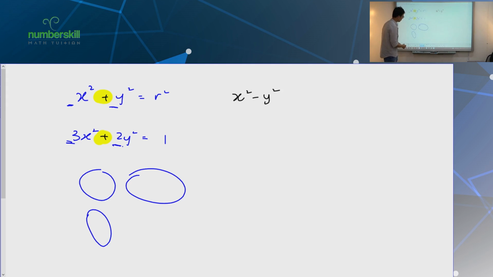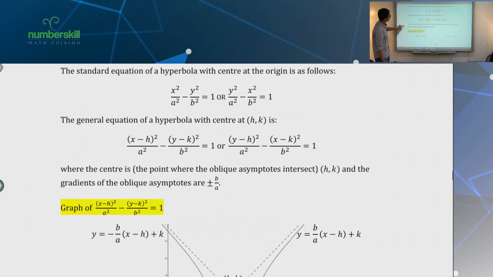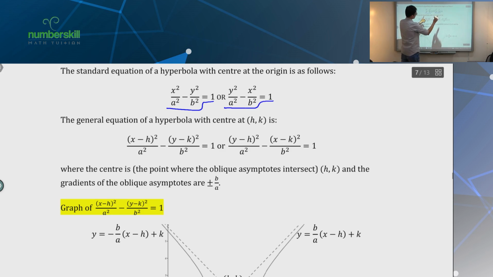Now, what does a hyperbola look like? Well, it looks like a butterfly and all. So there are two types of hyperbola that I want to pay attention to. Literally, if you take a look at this, it's not much different from an ellipse. The only difference is really the minus. That's all. So when you have plus, it's always a circle or ellipse. When you have minus, it's always a hyperbola.